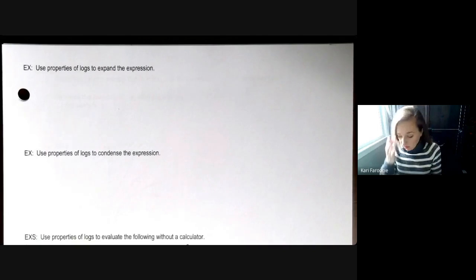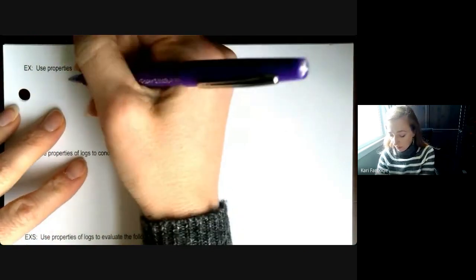Use properties of logs to expand the expression. So we're going to use those properties we just talked about to expand an expression. Super useful for us all the time in math. When we're working with logarithms, we can simplify an expression.